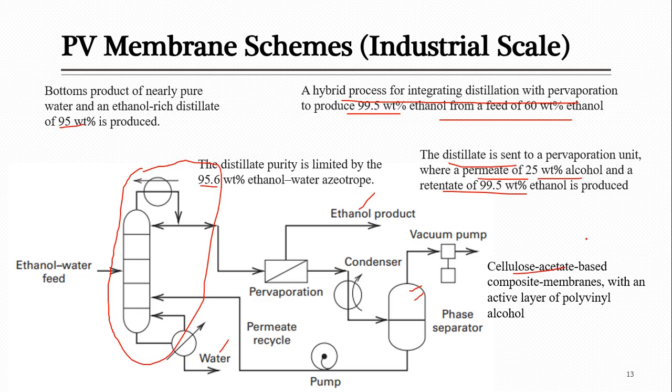Here the membrane uses a cellulose acetate based composite membrane with an active layer of polyvinyl alcohol. This is a two-layer membrane, cellulose acetate and polyvinyl alcohol, and the active layer is polyvinyl alcohol, and that is attractive for water, which allows a large amount of water to pass through. That will be a hydrophilic membrane.